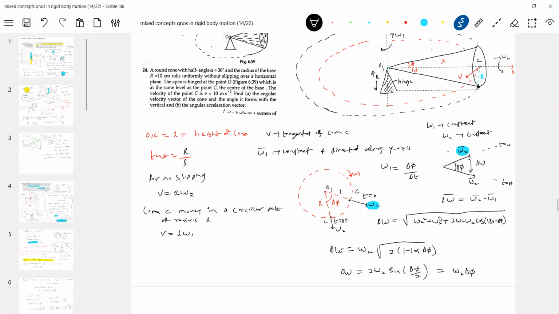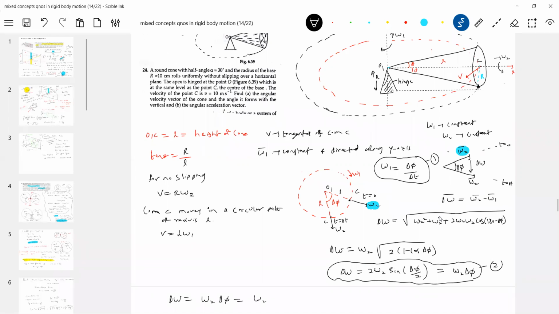Keep it here now. How do you define angular acceleration? What is finally delta phi? What can you write? Omega 1 into delta t. I think I have almost all the data in front of me ready. I'll call this 1 and this 2. So therefore, we can write delta omega is equal to omega 2 delta phi. Delta phi, what can you write it as? Omega 1 into delta t.